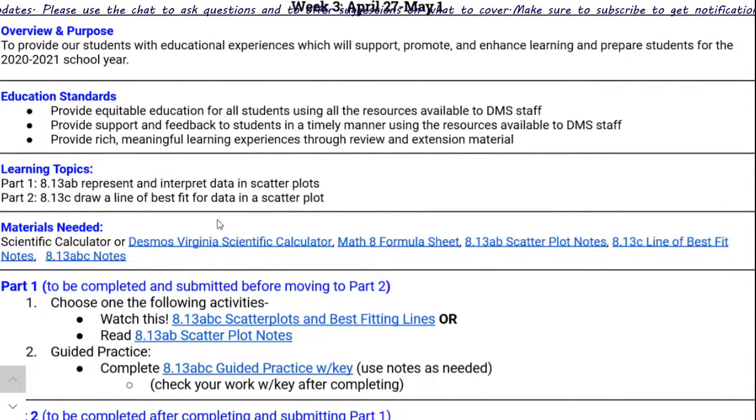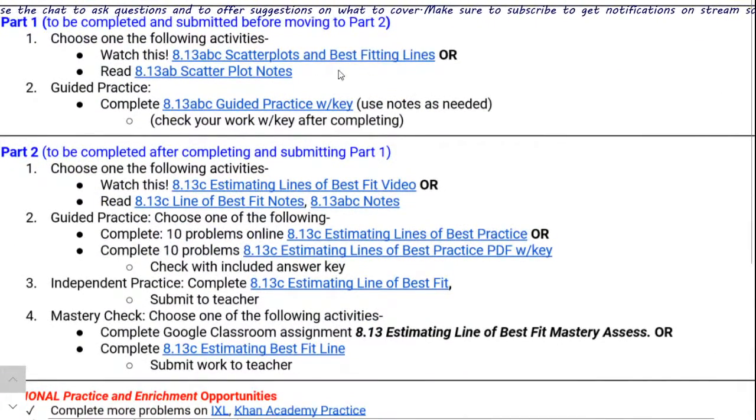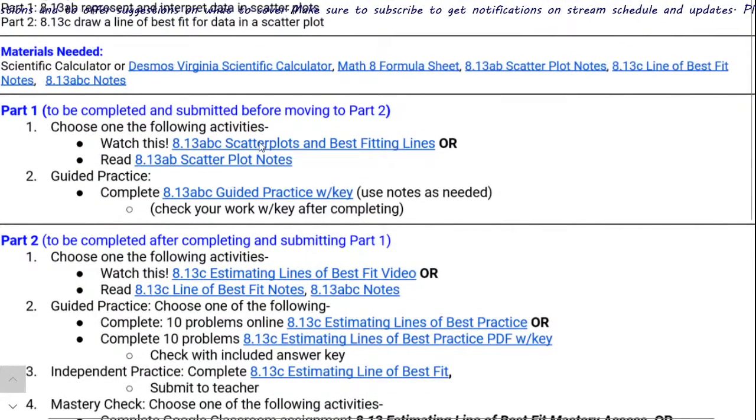So just going through the syllabus here. From part one, we're going to have some review from scatter plots, and we'll make sure to go over that. And if you are in Google Classroom, there are a few things that you can turn in that way instead of turning in the paper copies, so it's a little bit quicker for the turnaround.